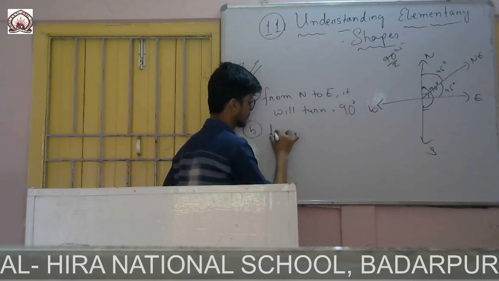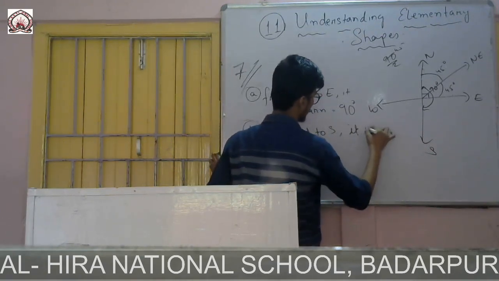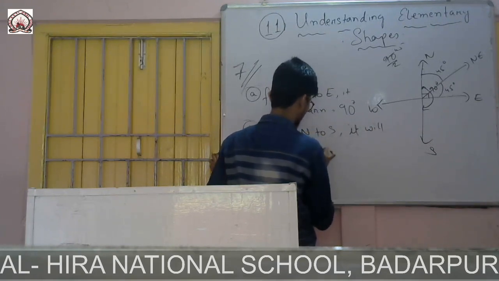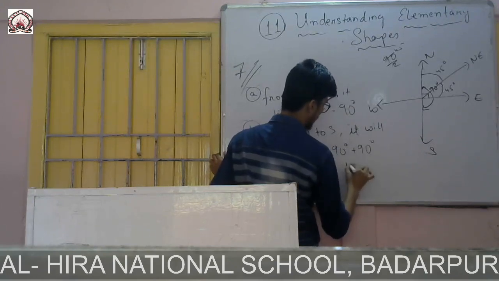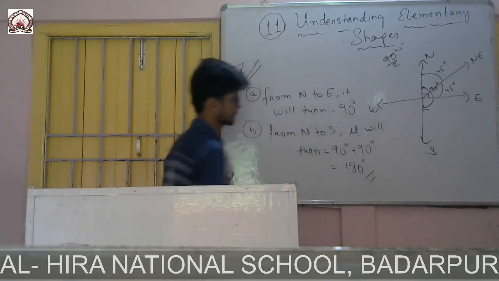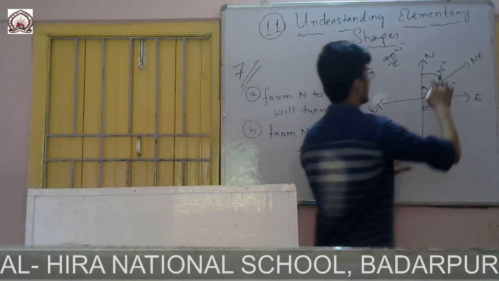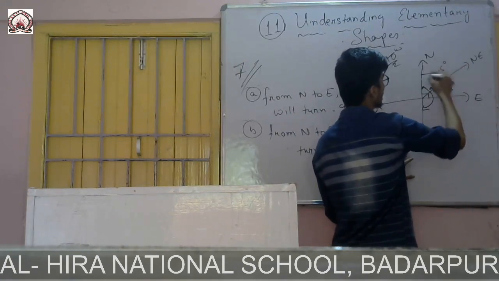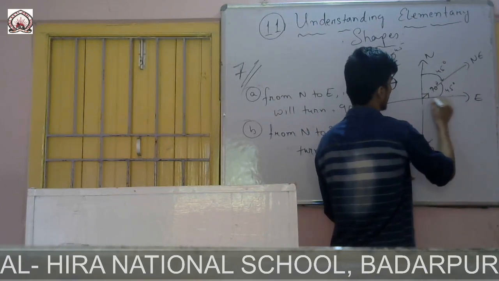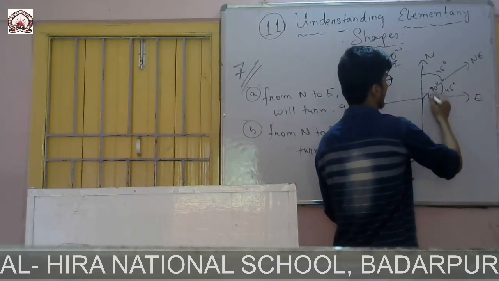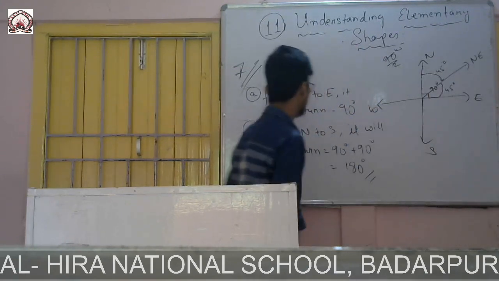So right, from north to south, it will turn 90 degree plus 90 degree. That means 180 degree. The next one, from north to northeast. Now you see, from north to northeast, that means from here to here. Okay. From north to northeast, that means from this point to this point, it is 45 degree.